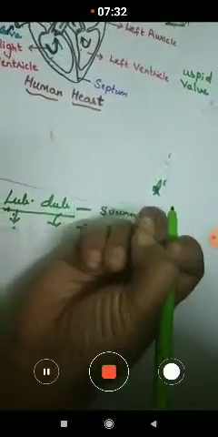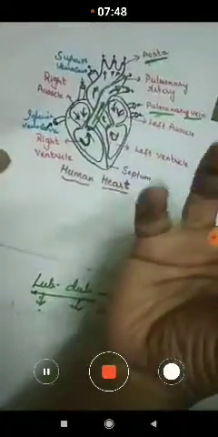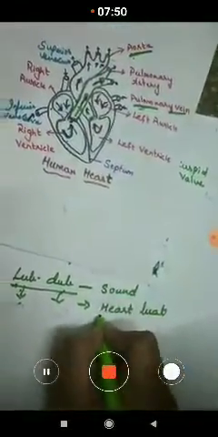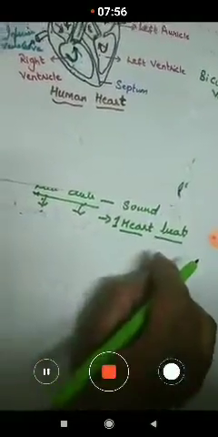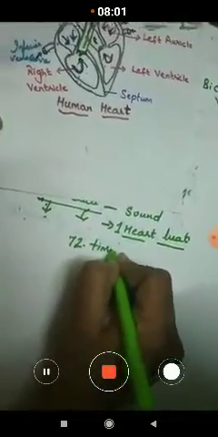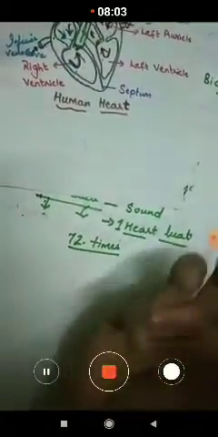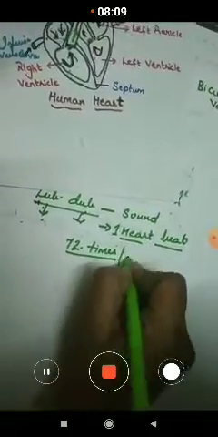So just in 0.8 seconds, that is in a fraction of a second, the lub sound and the dub sound. So here the blood comes, and here also, the lub dub, lub dub, lub dub. Understood? So this lub dub sound is recorded as 1 heartbeat, and per minute in an adult we can observe 72 times. So as the heart pumps, the lub dub sound is made 72 times per minute.